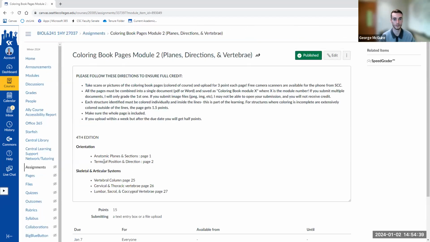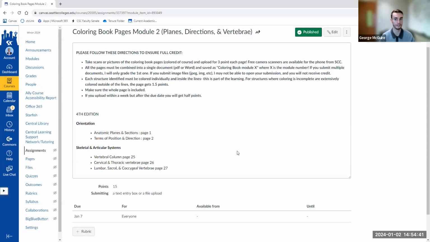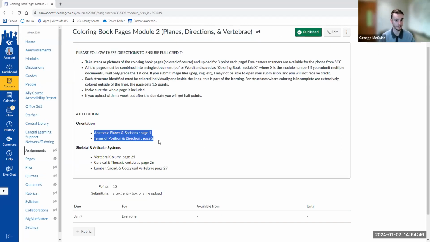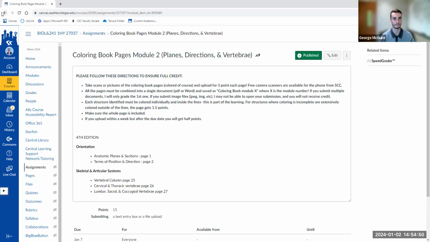Okay. So you have 5 potential pages that you can complete for a maximum of 15 points for this assignment. If you just turn in 2 of them, you will still earn 6 points, and that does not negatively affect your grade.